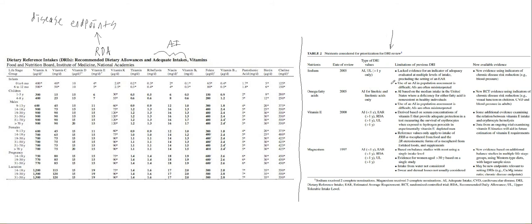And so, like I said, these DRIs are not things that are set in stone. There's not some amount that they're like, we definitely need X amount of some particular vitamin, and that's just sort of the gospel truth. These things are always in flux. There's always improvements going on, and so this is just a table looking at 4 different things: sodium, omega fatty acids, vitamin E, and magnesium at these different review dates. And so you can see here that they listed the limitations of previous DRIs, things like lacked evidence for indicator of adequacy evaluated at multiple levels of intake, and so there's the new available evidence.